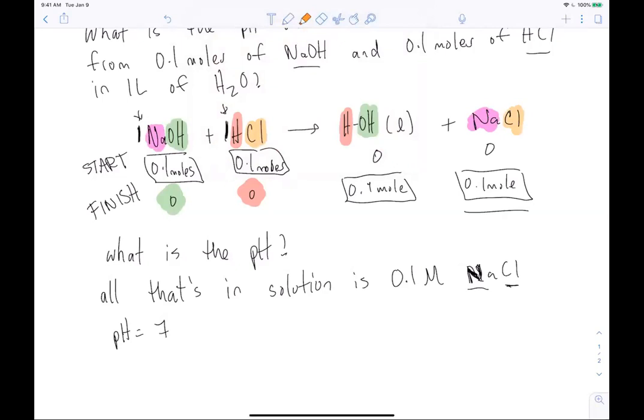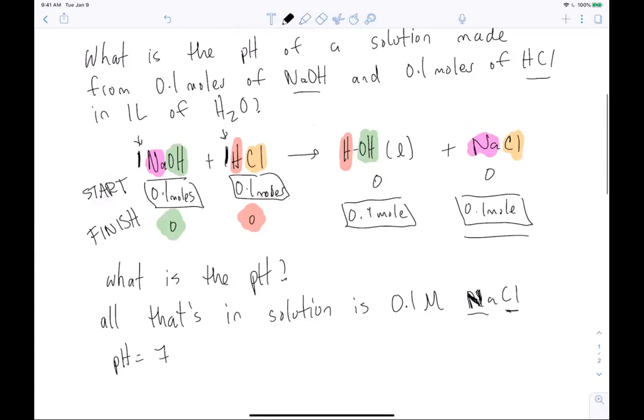To form a salt. Sodium chloride is neutral because Na is from a strong base and Cl is from a strong acid. That is correct. So you can have acidic or basic salts, right? I know this is confusing, but you can have acidic and basic salts.